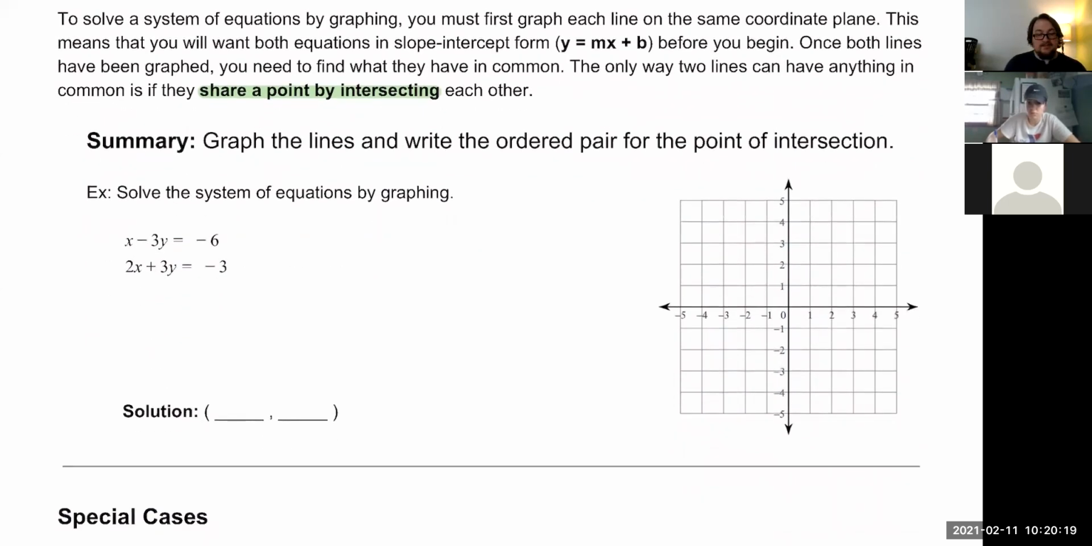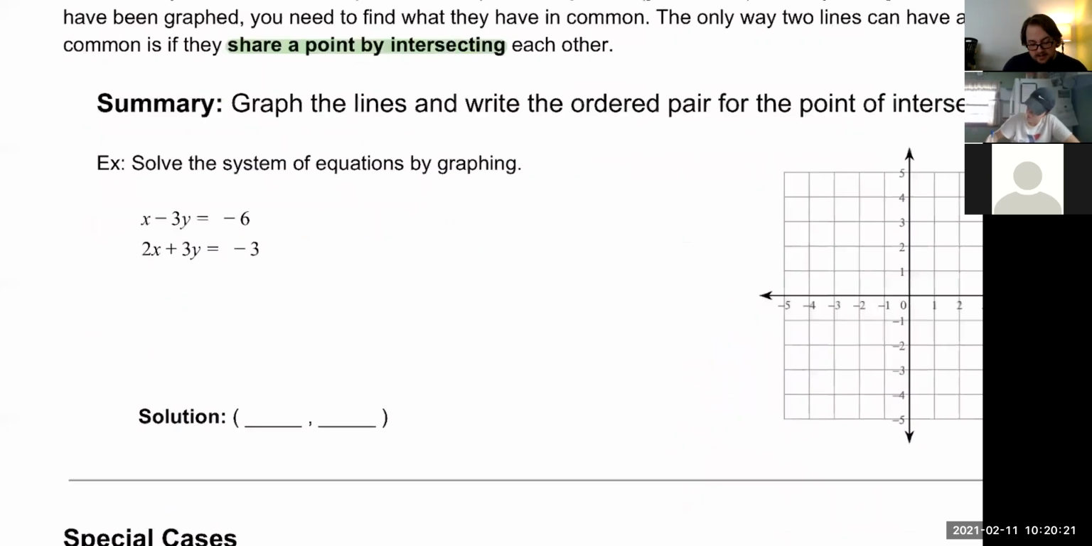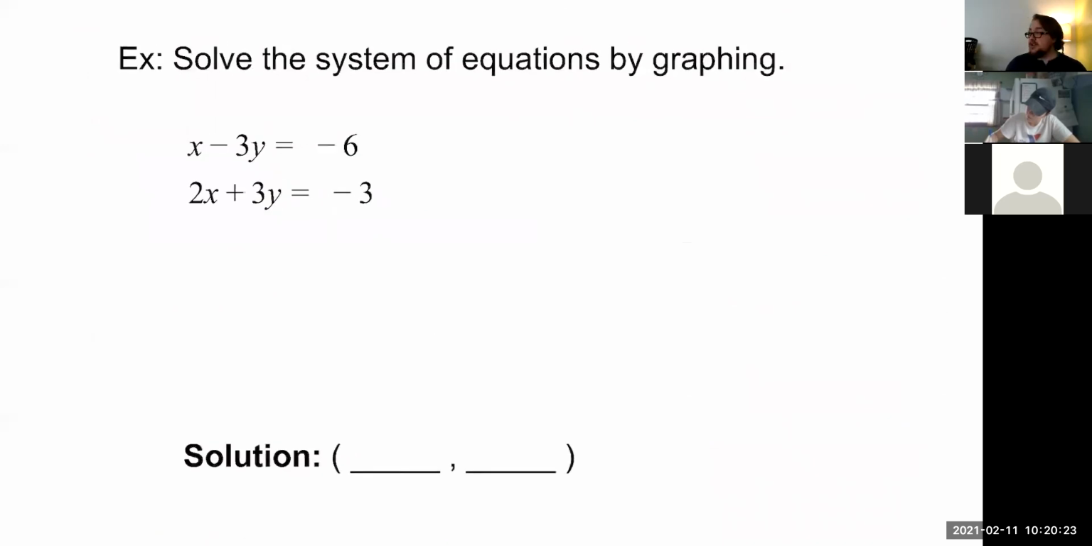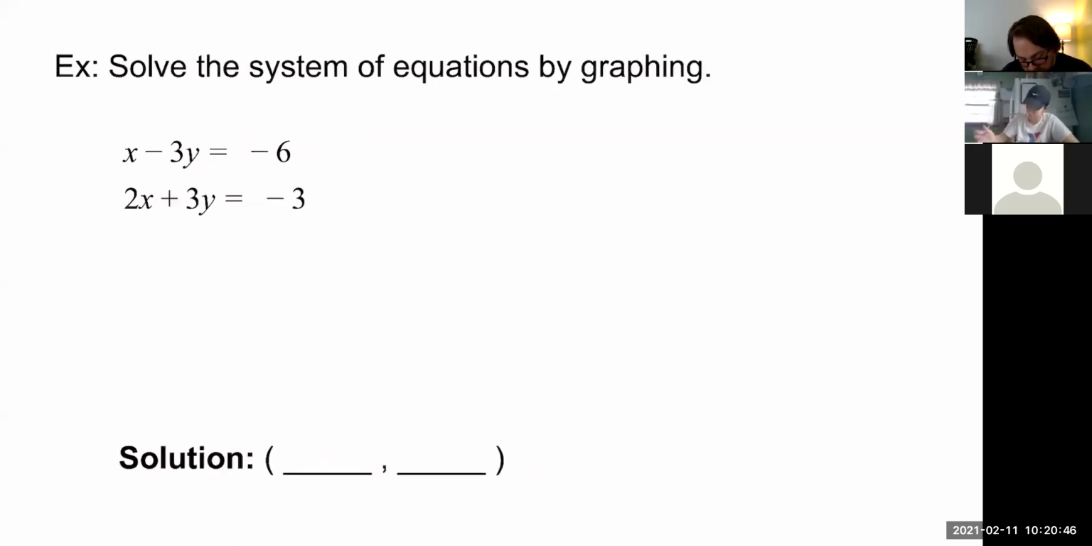Now, right off the bat, what's my biggest complaint currently? Neither of them are in slope-intercept form? Neither of them are in slope-intercept form. And how can you say that? Why do you know? Y is not alone on one side. Right. So neither of the y's are by themselves. So we can't quite graph them yet. We have a little bit of work to do for each of these.